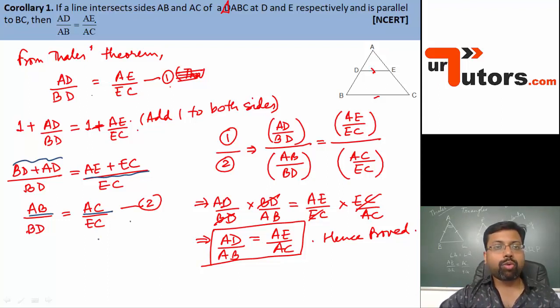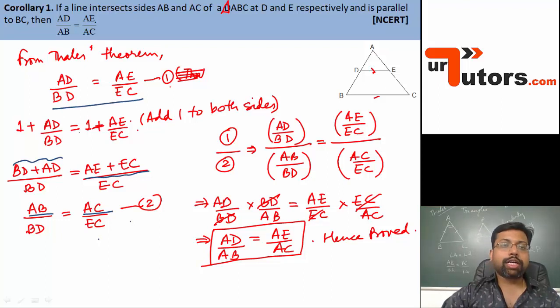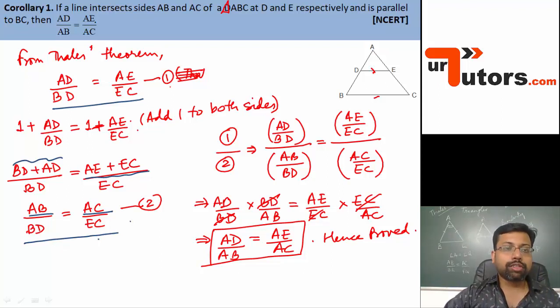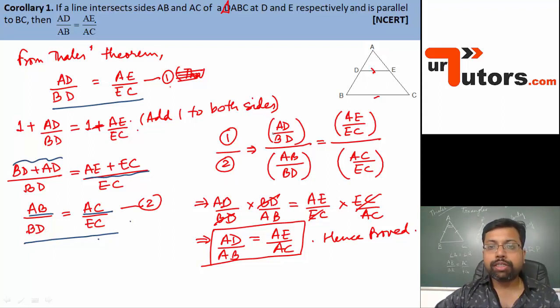Now the equation 1 is not given, we know it from the Thales theorem. So you have equations 1 and 2, and you divide these two. On the left hand side you have AD by BD, and in the denominator AB by BD. On the right hand side you have AE by EC from equation 1 and AC by EC from equation 2.